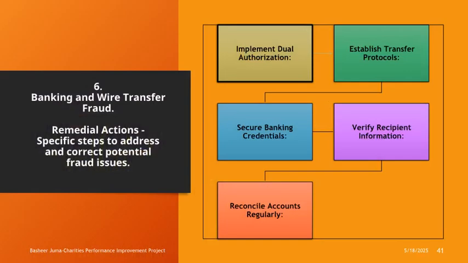Remedial actions. Implement dual authorization. Require two approvers for all significant financial transactions. Establish transfer protocols. Create detailed procedures for wire transfers, especially international ones. Secure banking credentials. Limit access to online banking and use strong authentication methods. Verify recipient information. Confirm all new wire recipients through secondary channels. Reconcile accounts regularly. Perform timely reconciliation of all bank accounts.